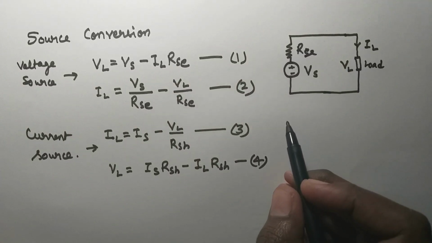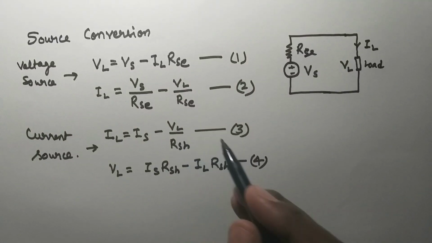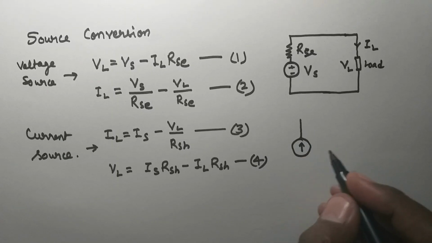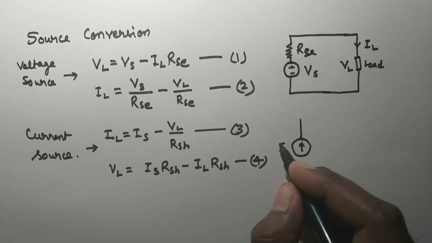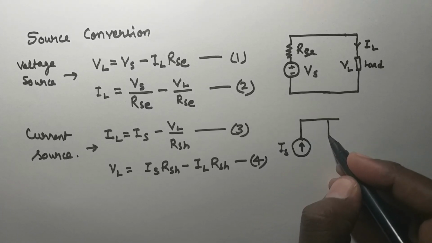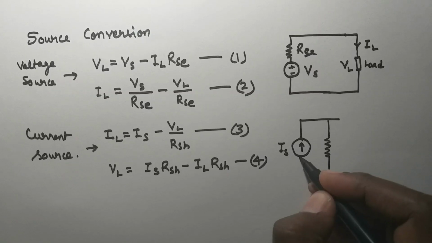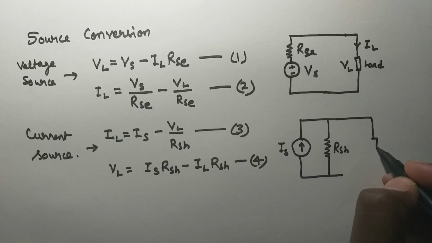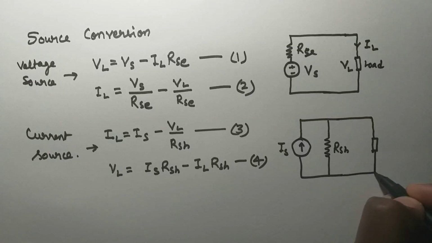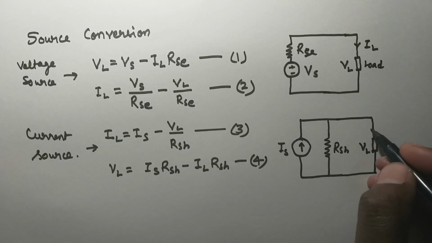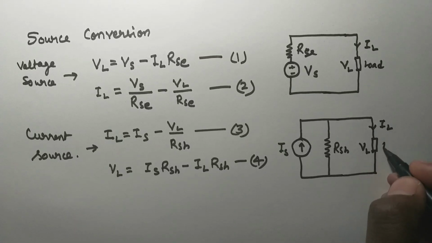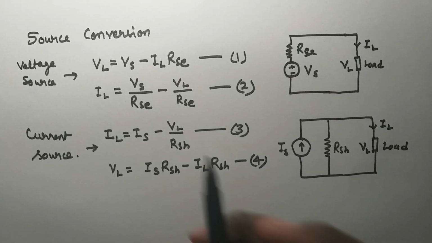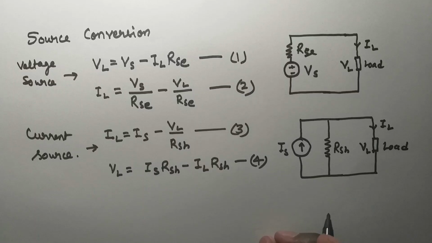Similarly, if we draw the circuit diagram for this current source, then this current source is like this. Means we have a current source with source current value IS and a parallel internal resistance with resistance RSH. This is connected to our load. Voltage across the load is VL and current through the load is IL. So these are the circuit diagrams for the voltage source and current source.